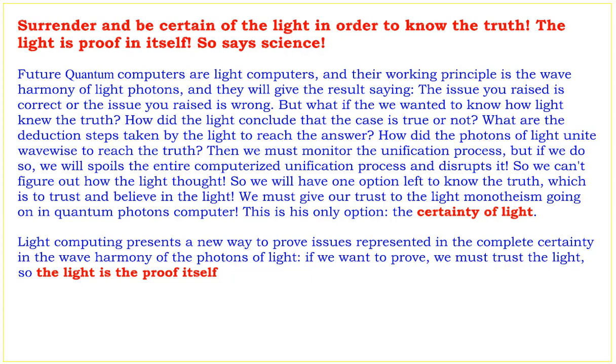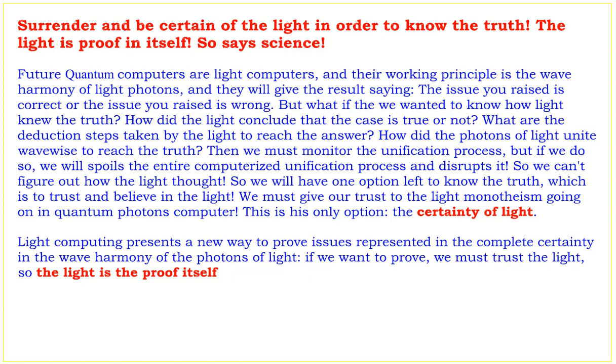But what if we wanted to know how light knew the truth? How did the light conclude that the case is true or not? What are the deduction steps taken by the light to reach the answer? How did the photons of light unite wavewise to reach the truth? Then we must monitor the unification process, but if we do so, we will spoil the entire computerized unification process and disrupt it. So we can't figure out how the light thought.